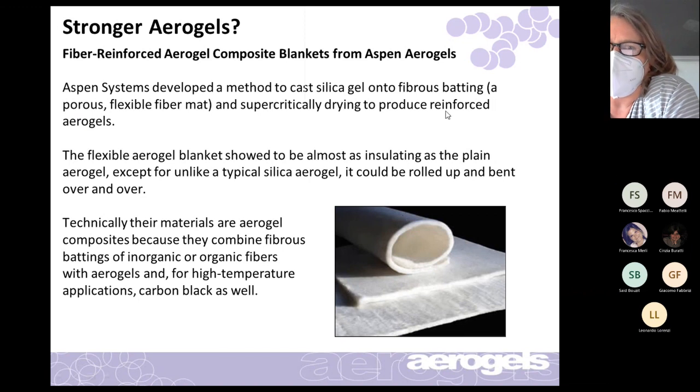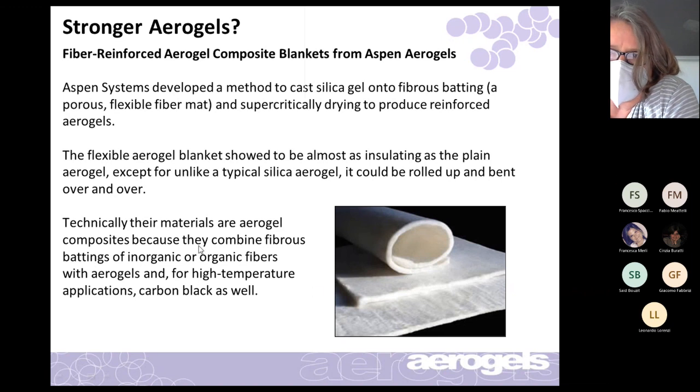So it is almost as insulating as the plain aerogel. It weighs a little more, but it can be rolled up. And I think these are more insulating than these materials, but I'm not certain. These are quite insulating. So they are technically a composite aerogel material.